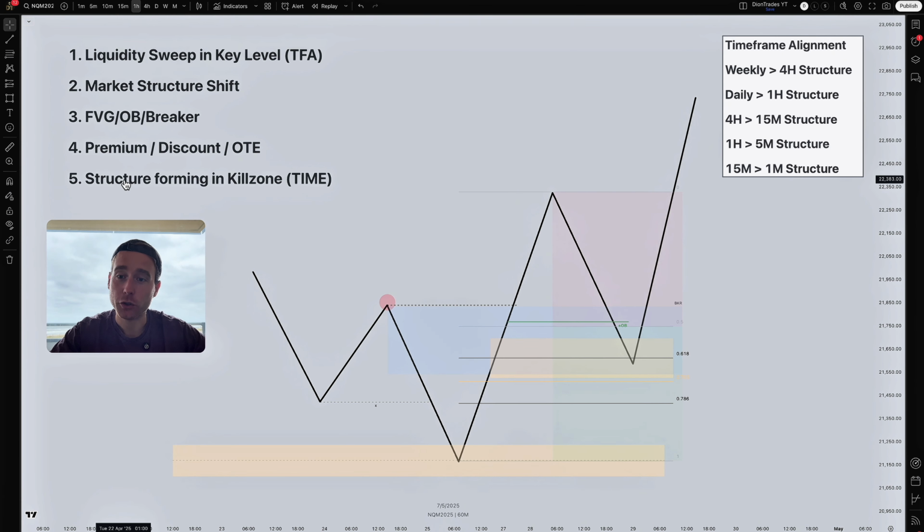And finally, the structure needs to form in a kill zone. So use time in your trading. Use time and price. So let's say this is in London kill zone or New York kill zone. Let's say it's at 9:30 a.m. EST. Awesome, that's what we want.